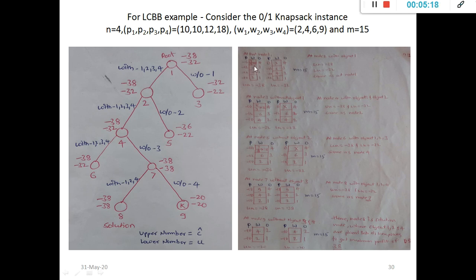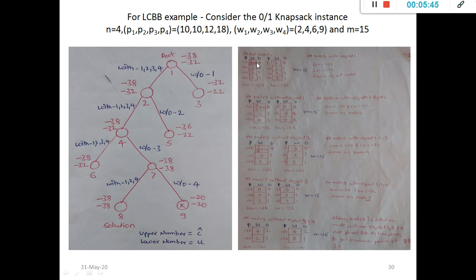In this case you have to take a fraction of object 4. That is, 2 plus 4 is 6, and 6 plus 6 is 12, so the only space available is 3. That's why you have to take the fractional part of object 4, that is 3 by 9 into 18. The 18 is the profit of object 4, and 9 is the weight of object 4.